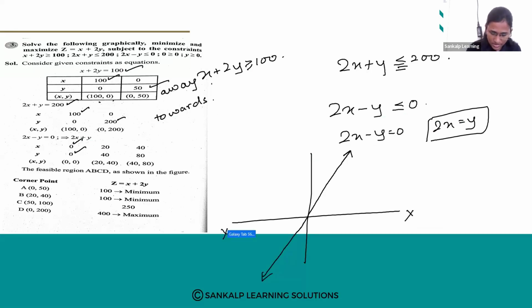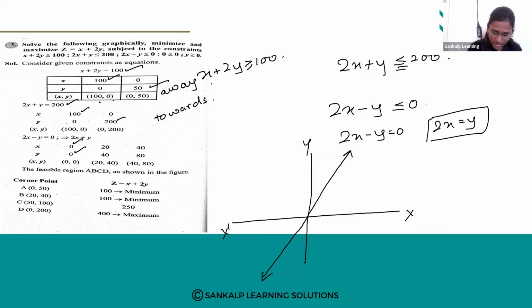Okay. Now, since it is passing through the origin, we can't use it for the test. What do we do? This line divides the system into two parts, one to the right of the line and one to the left of the line. So you take any two points on any one system.